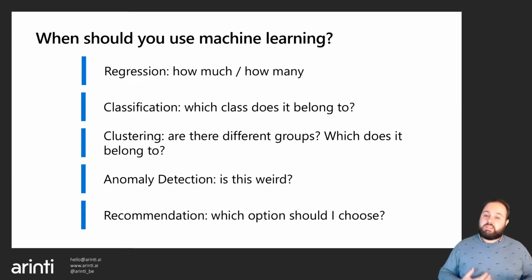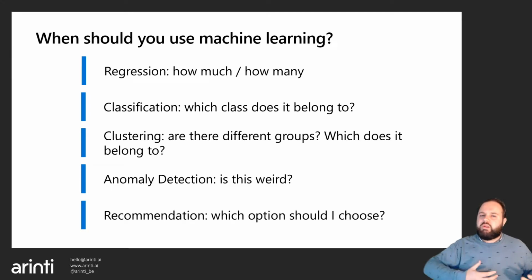So if you have questions like how much or how many, then you'll need to look for a regression algorithm. If you're trying to figure out, is it Mickey Mouse or Minnie Mouse or Donald Duck, well, then you're classifying items and you're looking for a classification model. If you're trying to group certain items, maybe you want to group specific customers depending on how they're acting within your shop or depending on the products they buy, well, then we're talking about clustering.